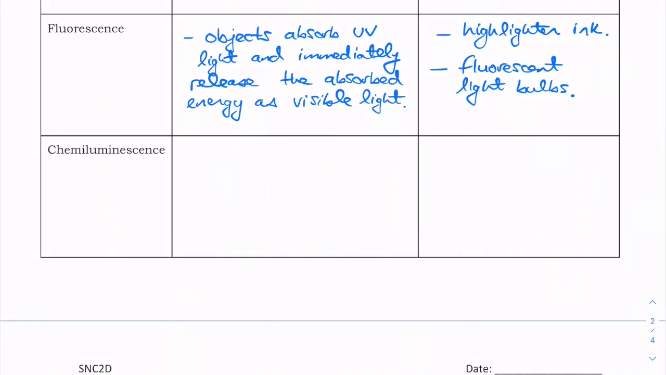So just to summarize again, fluorescence is very similar to phosphorescence. It just occurs much more rapidly, whereas phosphorescence occurs slowly over time.